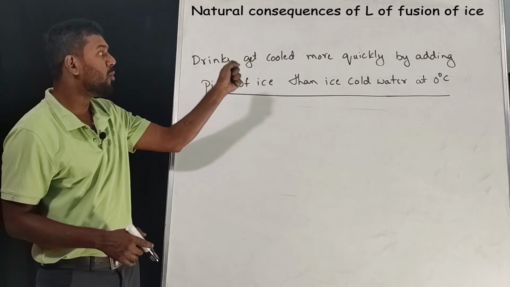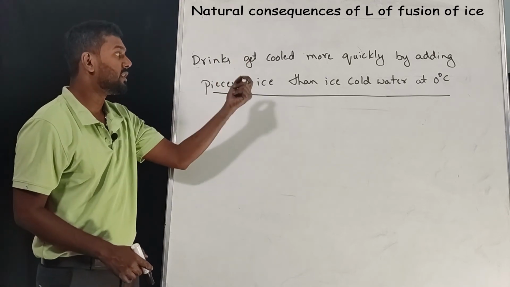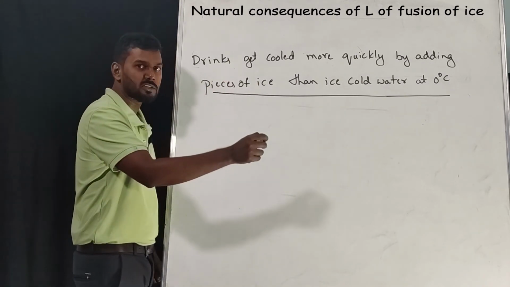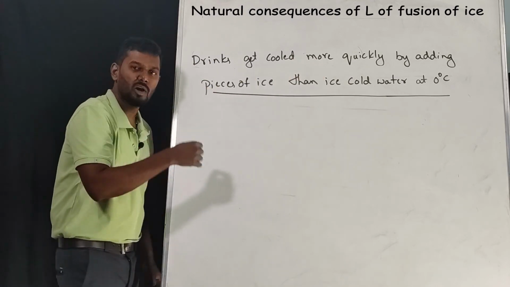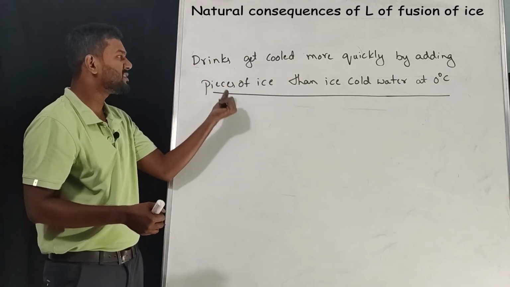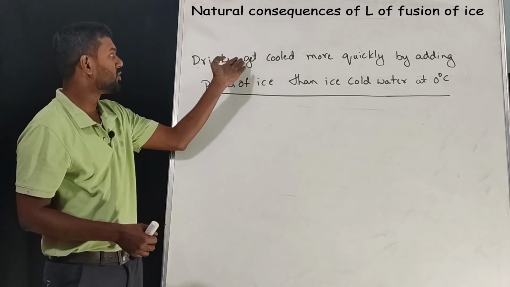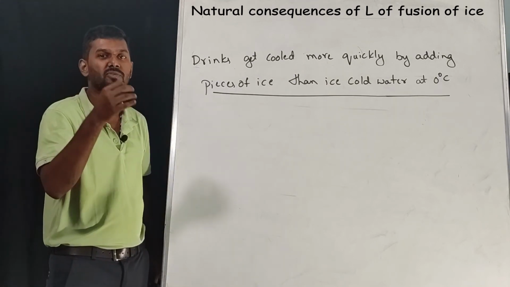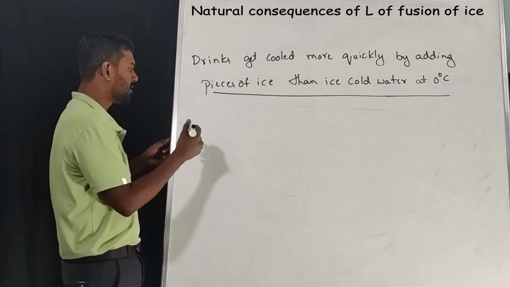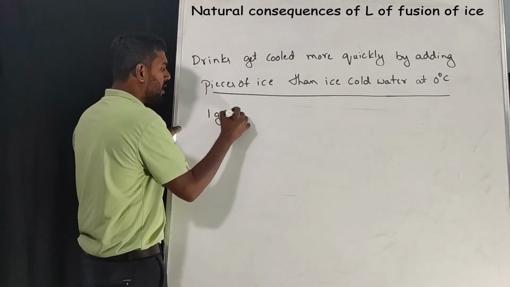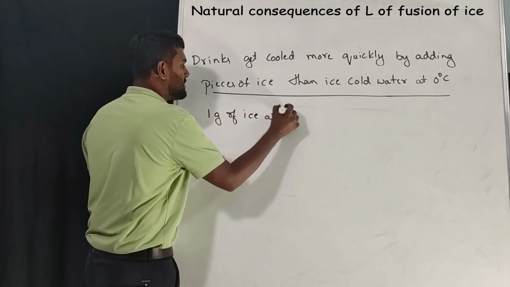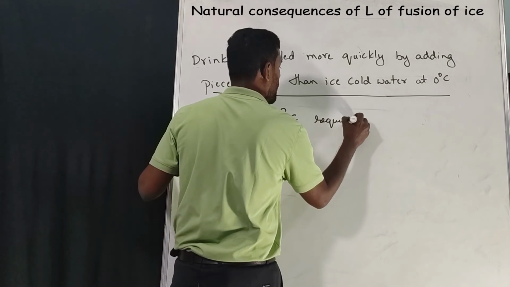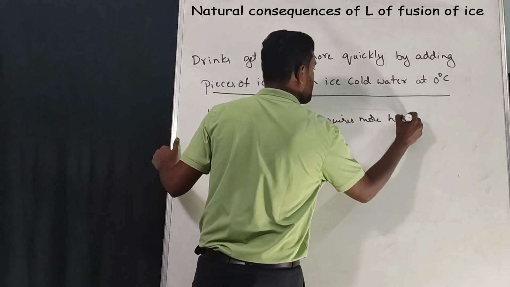Drinks get cooled more quickly by adding pieces of ice than ice cold water at 0 degrees Celsius. That means ice at 0 degrees Celsius and ice cold water is also at 0 degrees Celsius, but we prefer pieces of ice at 0 degrees Celsius to cool the drinks quickly. Why? Very simple. While learning the concept of specific latent heat, we learned that 1 gram of ice at 0 degrees Celsius requires more heat energy. This is very much important.